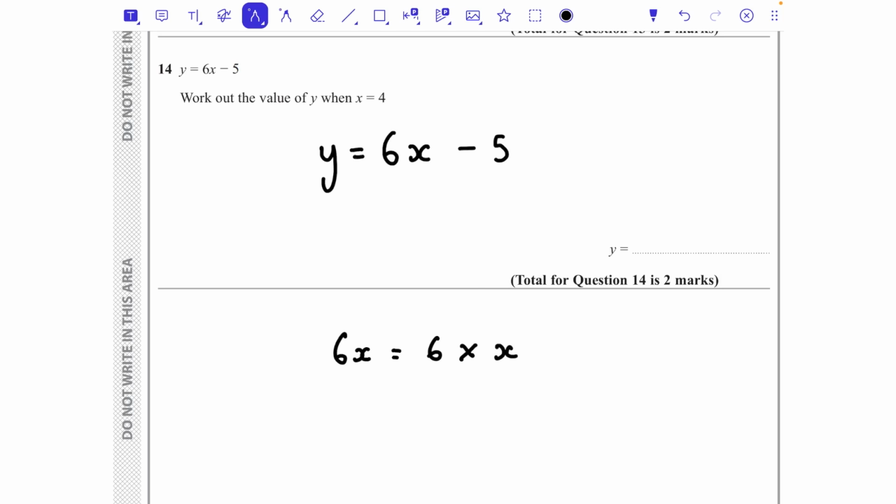So if we're being told that x is 4, then we're going to change that x to be 4, and you're substituting. So the x comes out and the 4 goes in. So we're going to swap those over. 6 times 4 is 24. So we're going to do 6 times 4, 24, and then take away 5, and that is 19.